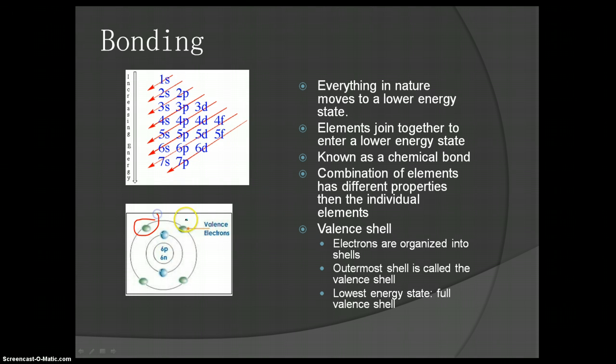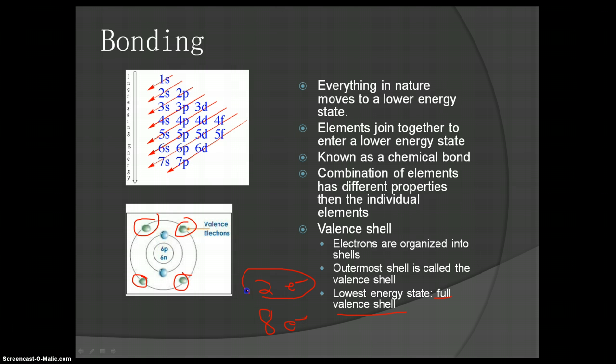These 4 electrons are in the outermost shell. Okay? Since they're in the outermost shell, they are the valence electrons. Well, for a full valence shell, elements either want 2 electrons or 8 electrons.